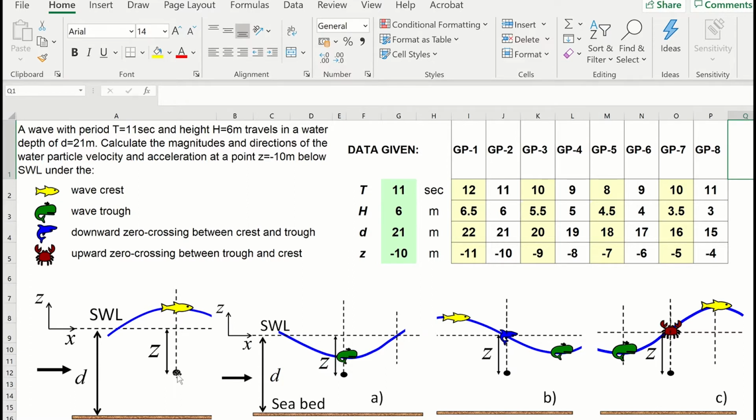So we consider when we have a wave crest above the point of interest, a wave trough, and also when we have zero crossings, which is downward zero crossing, between crest and trough, and upward zero crossing between trough and crest. Now I will describe the method and then we'll do calculations.